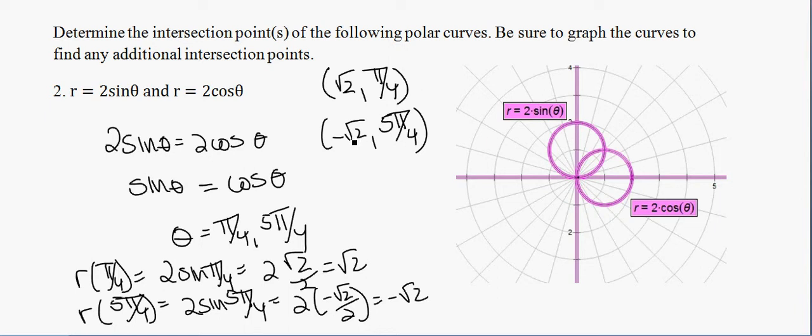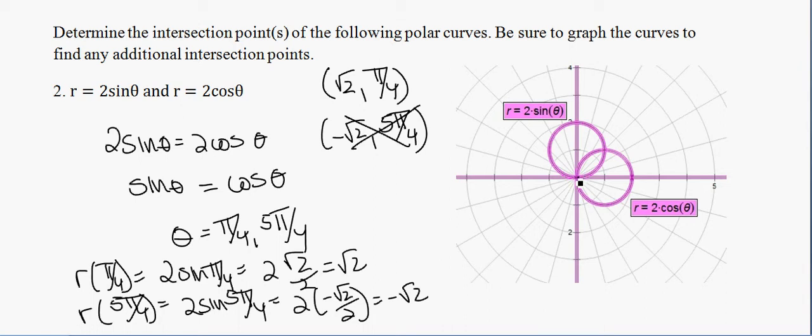But notice when I have radical 2 at 5 pi over 4, that puts me over into this quadrant over here. But a negative radius, as you recall, switches back 180 degrees, or pi, into the other quadrant. So these two intersection points are the same, so we cross that one out. Notice though, with the curve, I have two intersection points, one at the pole and one at radical 2, pi over 4, which you've already found.